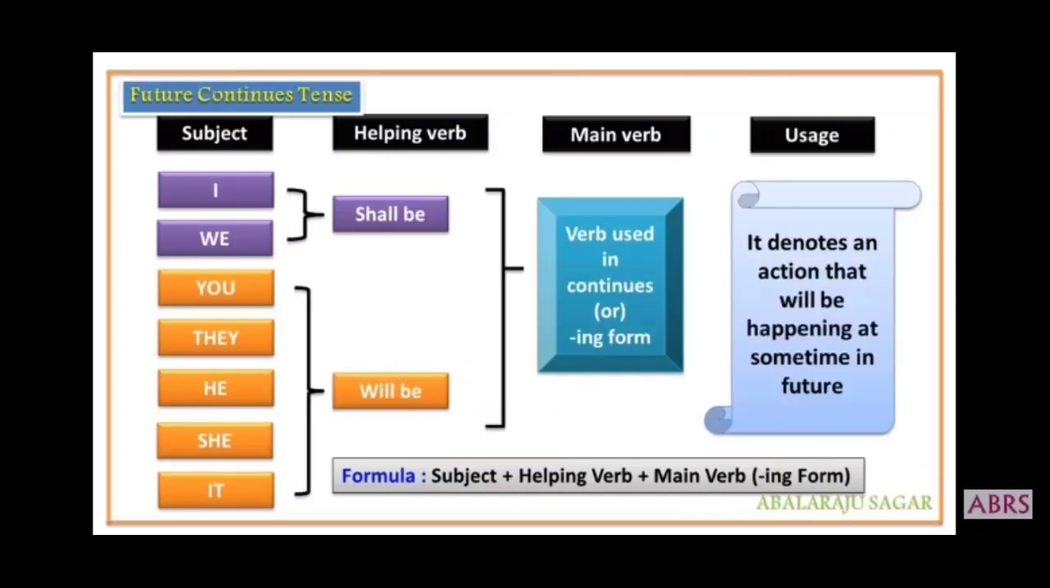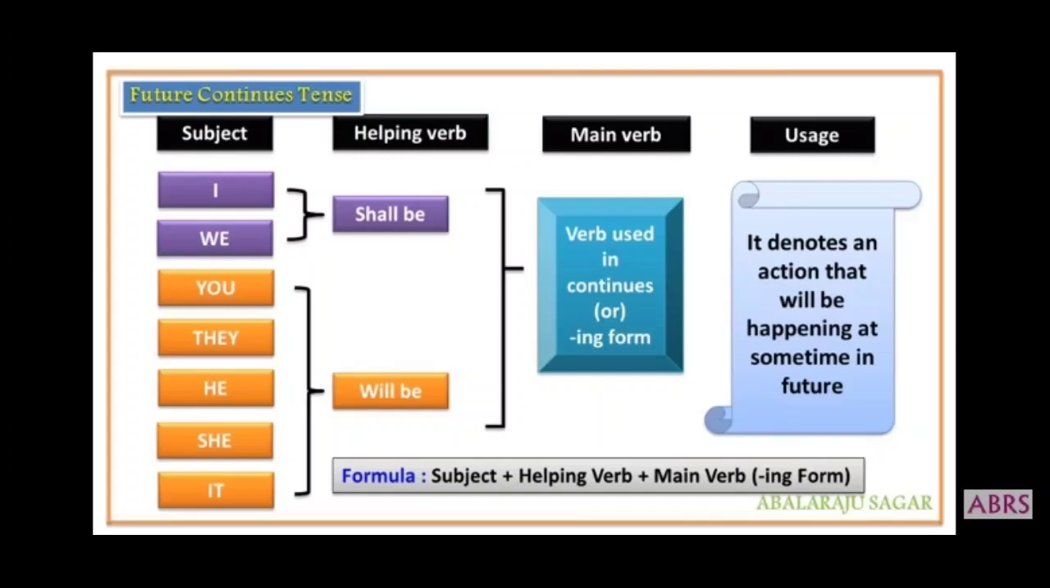Future continuous tense. For future continuous tense, for the subjects I and we use shall be, okay, and then verb plus ing. And for the rest of the subjects like you, they, he, she, it, we use will be and then the ing form of the verb. The formula is subject plus helping verb like shall be or will be and then main verb plus ing. It denotes an action that will be happening at some time in the future.